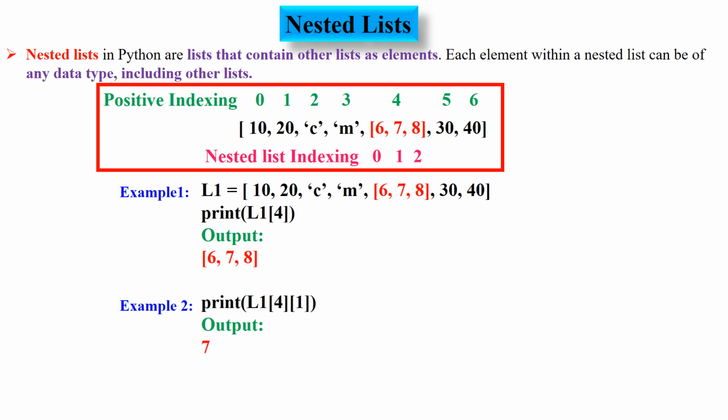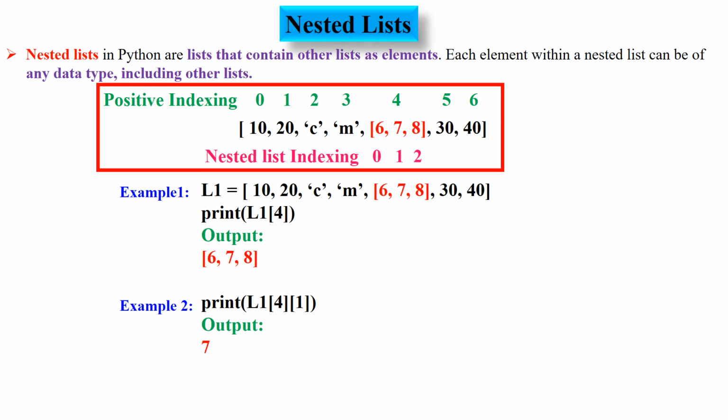Now, look at the above picture. I have marked the positive indexing of the list in green color. It starts from index 0. Index 0 holds the value 10, index 1 holds the value 20, index 2 holds the string C, index 3 holds the string M, index 4 holds the nested list containing the elements 6, 7, 8, index 5 holds the value 30 and index 6 holds the value 40. The element at index 4 is 6, 7, 8, which is a nested list. So the output displayed is the nested list 6, 7, 8.